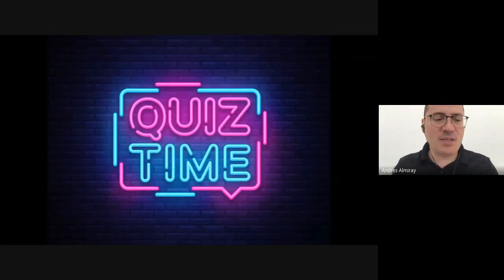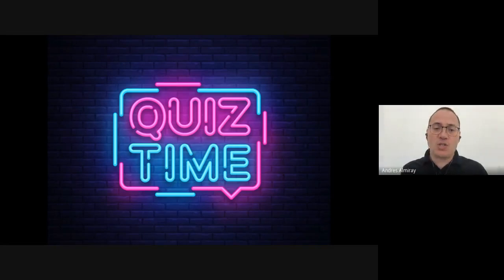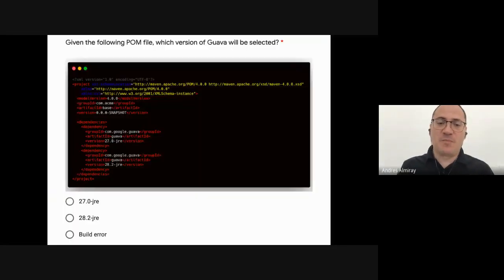And it's a quest that has 14 questions separated in 3 sections. And I'm going to show you just 2 questions. The first one actually looks like this. You have a POM that contains 2 definitions of the Guava dependency with different numbers. So the question is, if I were to resolve the dependencies, which one will be selected by Maven?